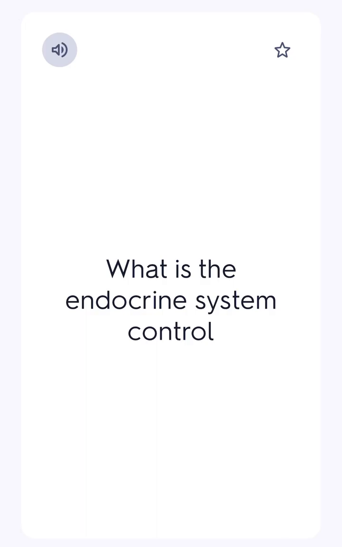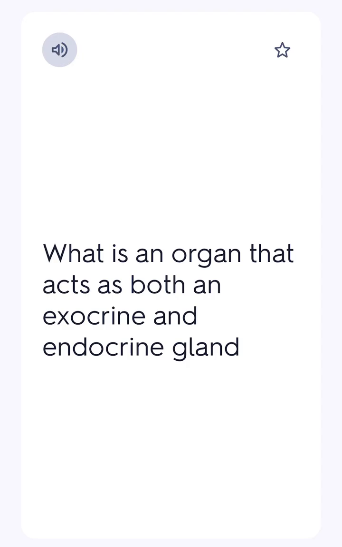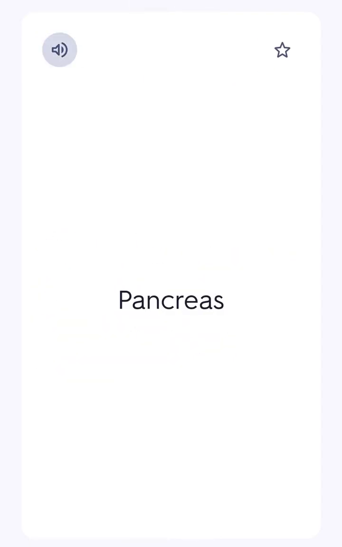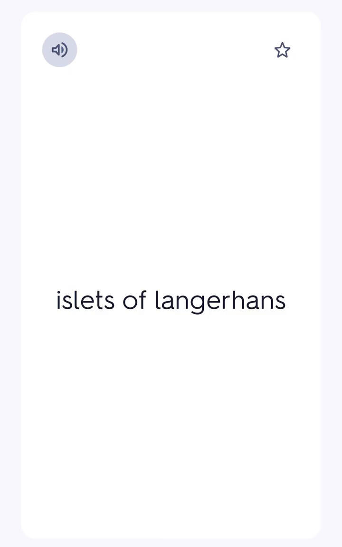What does the endocrine system control? Controls the hormonal system. What is an organ that acts as both an exocrine and endocrine gland? Pancreas. What part of the pancreas is the endocrine portion called? Islets of Langerhans.